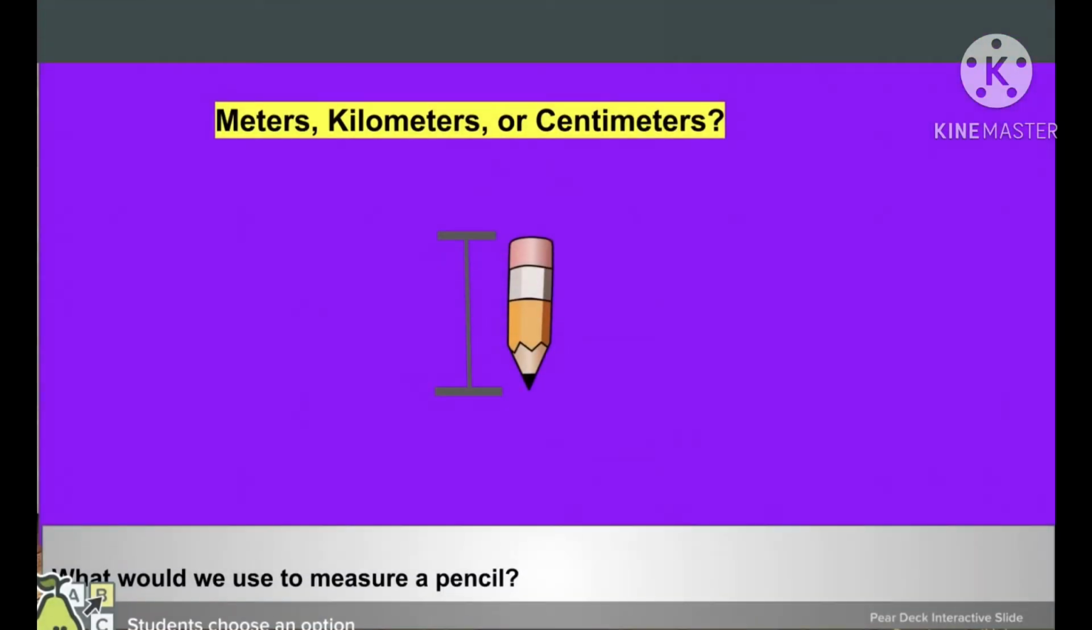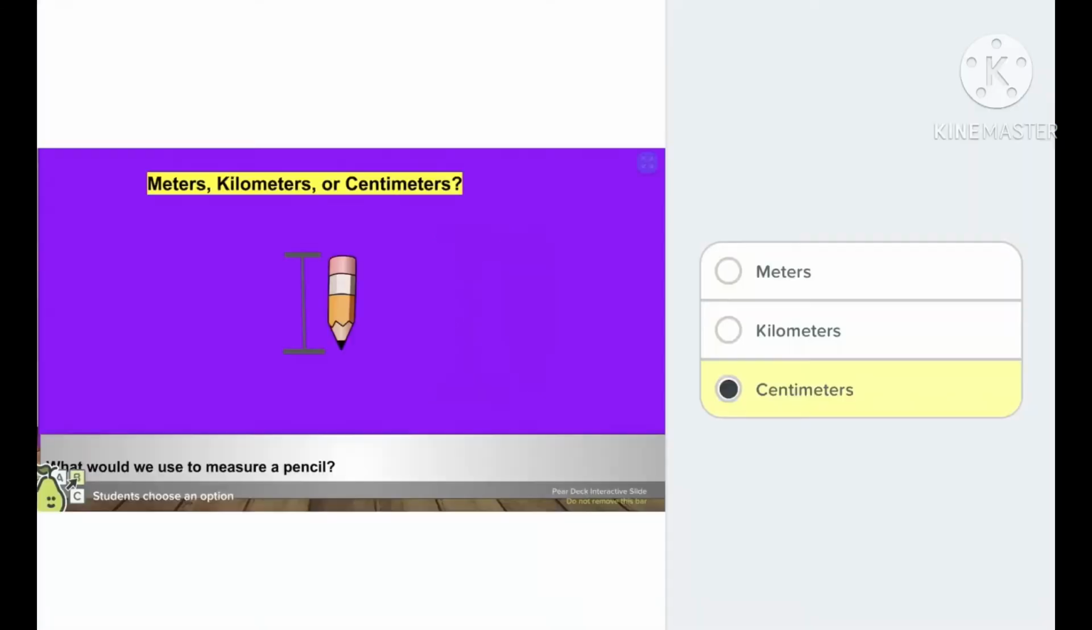What about this one? What if I want to measure a pencil? Would I use meters, kilometers, or centimeters? What do you think? If you said centimeters, you're right again. Centimeters are used when we're measuring smaller objects, like a pencil or a paper clip, or even a pen.